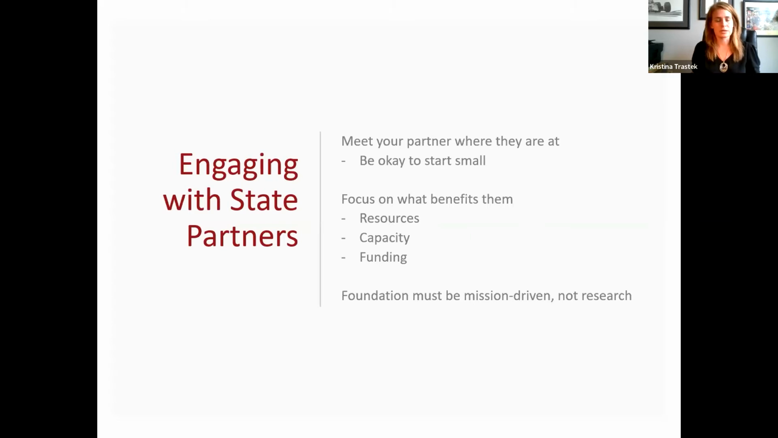Are they in need of resources, capacity? Are there shared funding opportunities? Really think about what's going to appeal to them, and often it may be all of these. And then lastly, what is great about the data core is that it is mission driven and not just research driven. As Hillary mentioned, projects that are completed must have a benefit to the department or agency providing that data. That's really valuable in the sense that it really is mutually beneficial.